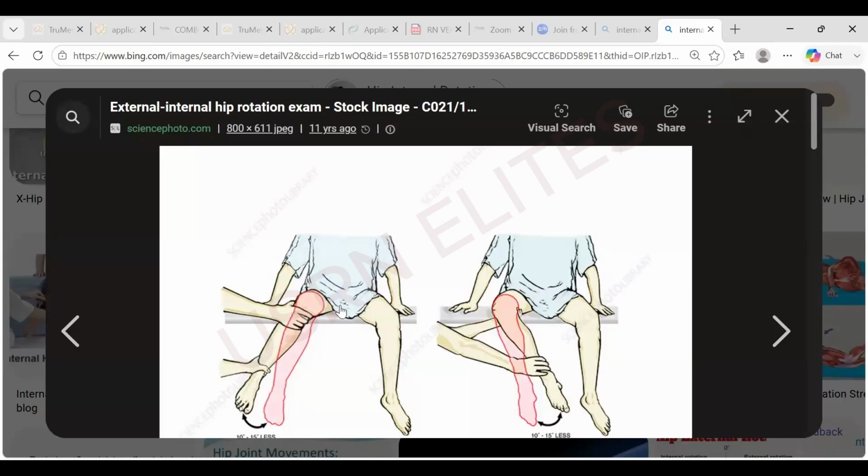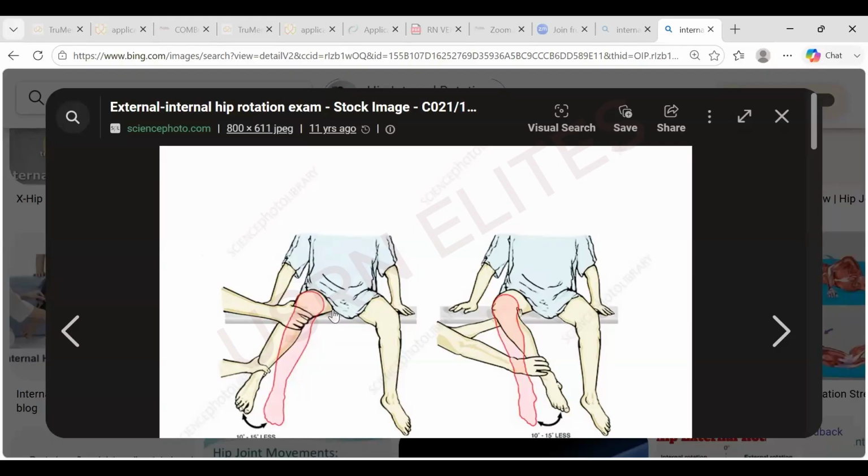Be internally dislocated. The hip dislocation will be internal dislocation because it will move towards the center. Do you understand? So if we rotate the leg outside, that's externally, the joint will be removed and point towards the center. So external rotation will lead to what? The internal dislocation.